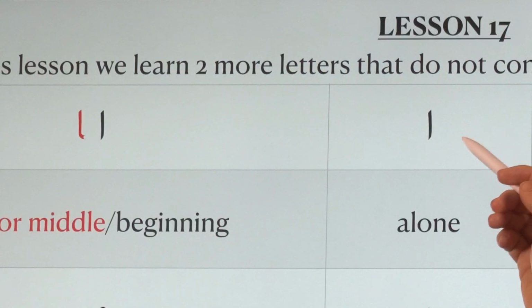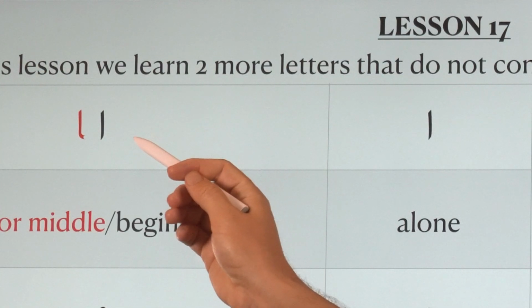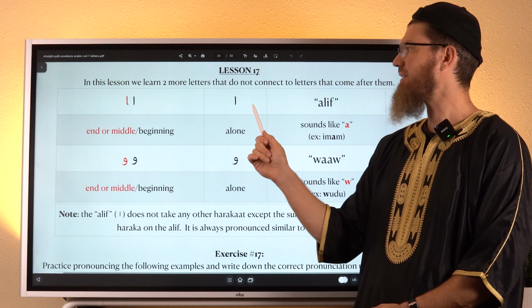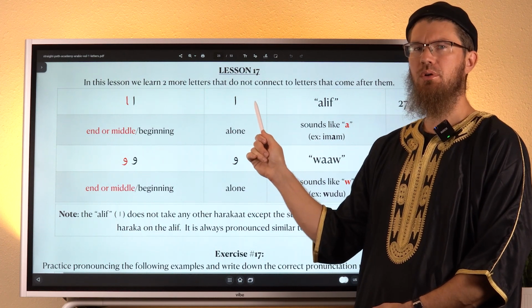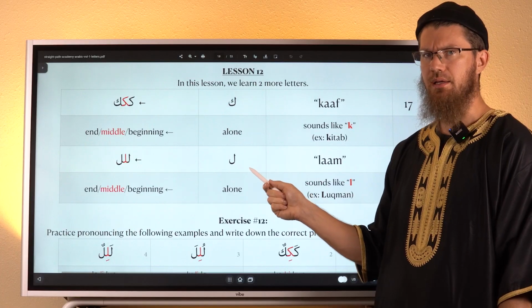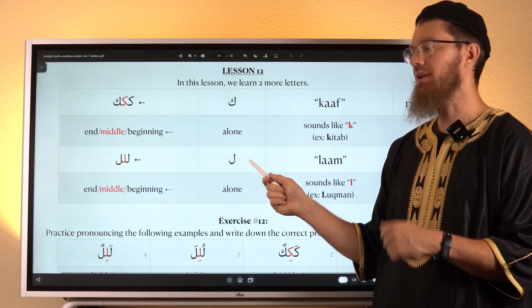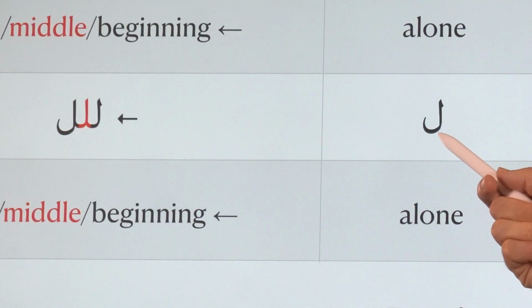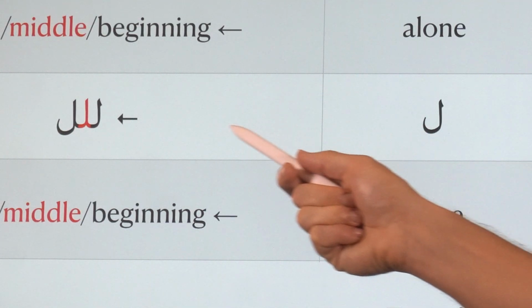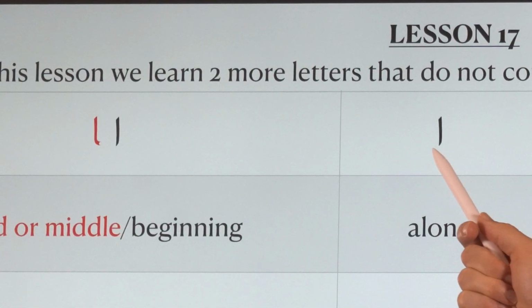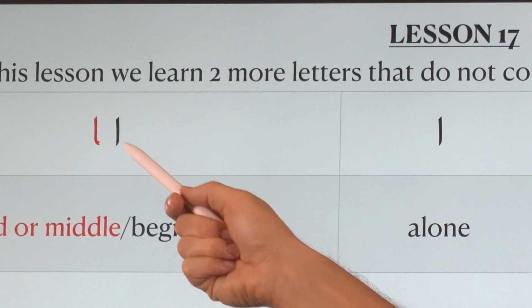This is how the Alif looks alone. This is how it looks in the beginning, and this is how it looks in the middle or end of a connection. Now, because the Alif is a straight line, it's important we know how to differentiate it from the letter Lam, which is also a straight line. Now, there are two important distinctions regarding the Lam. Number one is that, as you can see, it curves down and hooks to the left, but also the Lam connects to a letter coming after it, whereas the Alif does not hook to the left, nor does it connect to a letter coming after it.